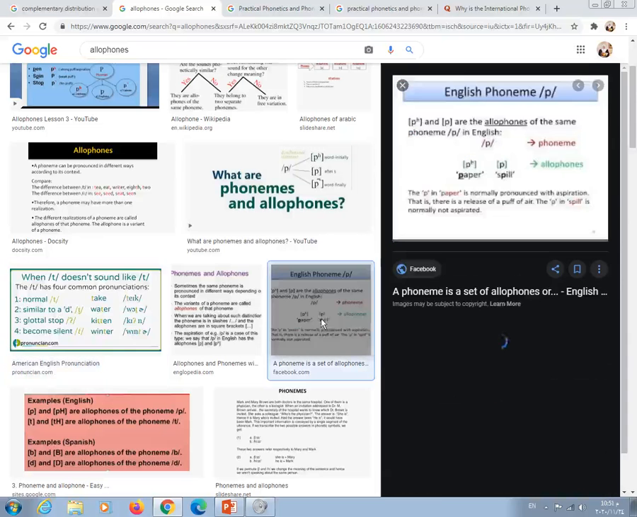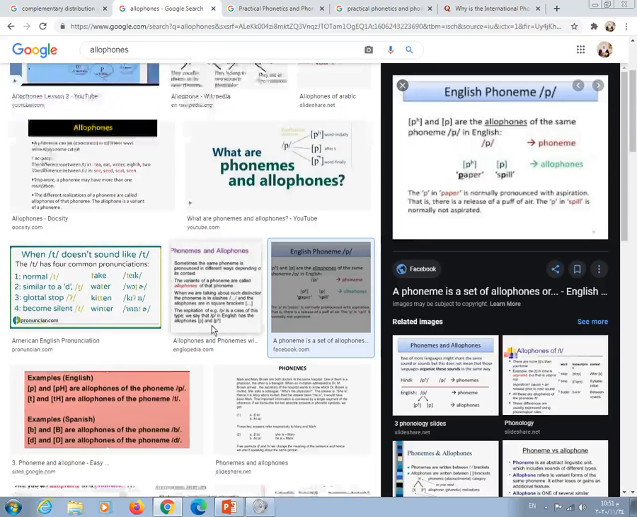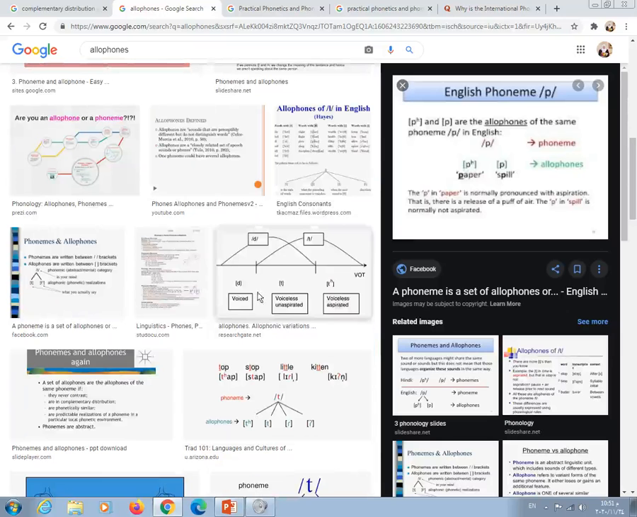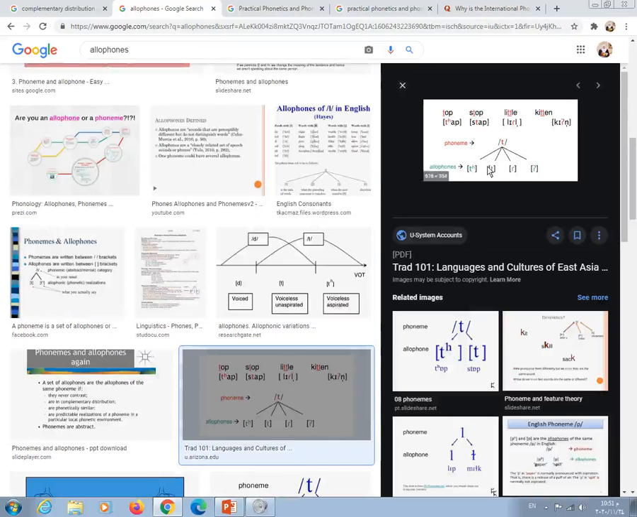Look at another form here, p. It is aspirated as in "paper" and not aspirated as in "spell", because once you add an s before p, p loses this aspiration property. Yes, these are forms of t. You'll find most of the allophones are associated with t and k.